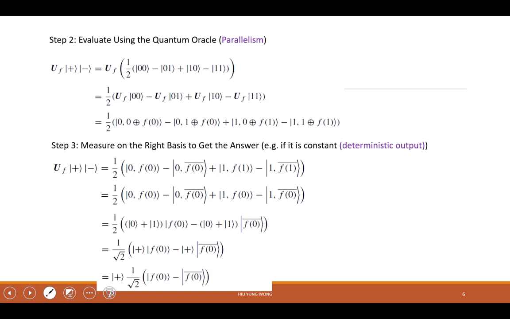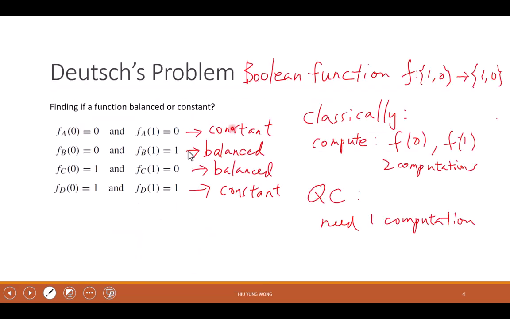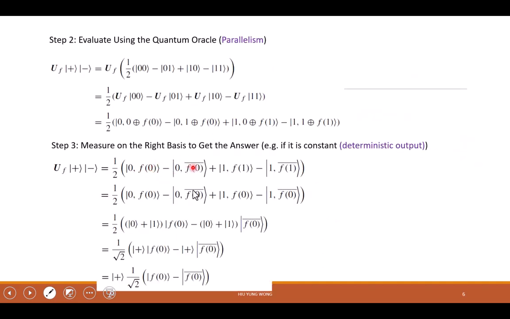But the point is, you try to sense some response which you think contains the information you want to know. So here my goal is not to know what F of zero and F of one are. My goal is to know whether it's balanced or constant. That is very important. If I find out that it's constant, I still don't know whether it's this one or this one. If I find out it is balanced, I still don't know whether it's this one or this one. So if you do it right, then you do a measurement, and you will find that the most significant bit will always be plus if it is constant. If that function is a balanced function, you always measure zero.